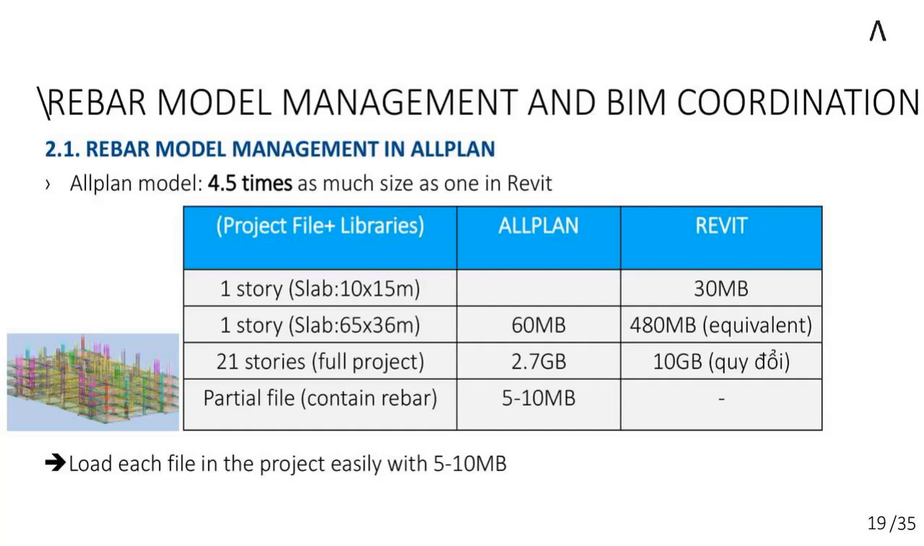So you can see in Allplan the size of projects is optimized by around 5 times. And one more plus point for Allplan is you can load partial files. It means you can load one rebar for a column in one story, with no need to load all the rebar in the model, around 5 megabytes, and it's very easy to load on a device, I mean a low graphics card in a normal device is very convenient.